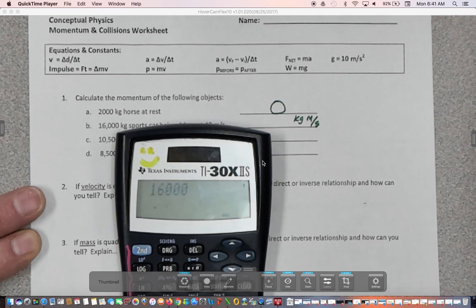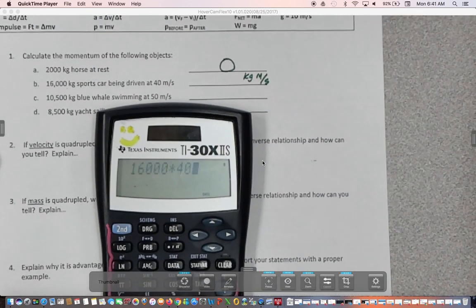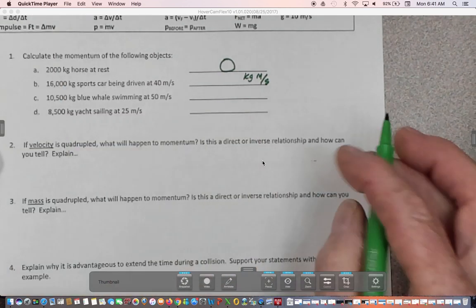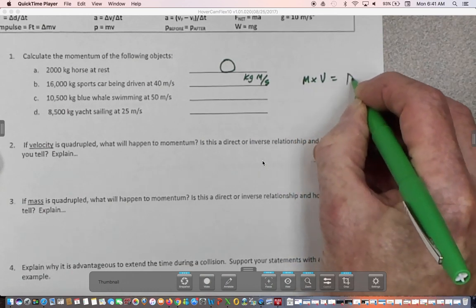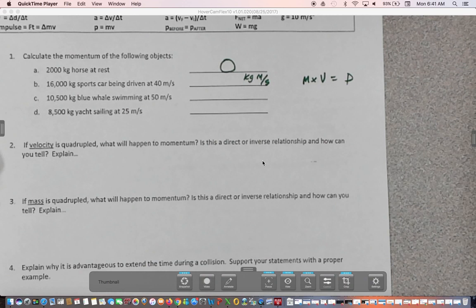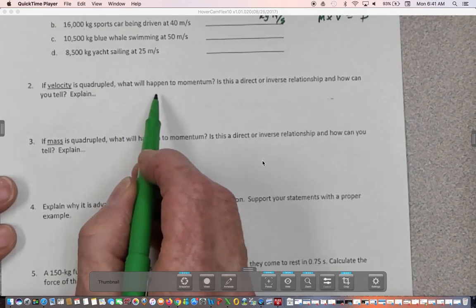16,000 times 40, and you'd hit equals, and you can do that on your own. You don't have time right now during the video, but just know for each one of these, you're going to do mass times velocity will equal momentum. So you can do those on your own. Each one of these we've done before.